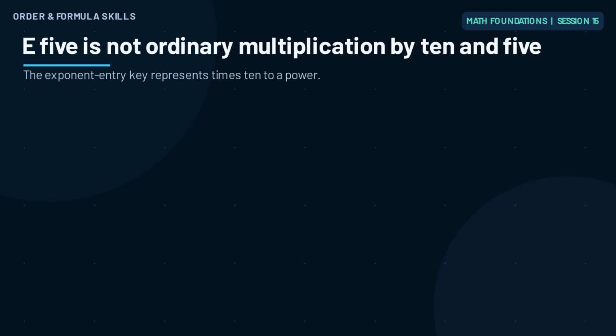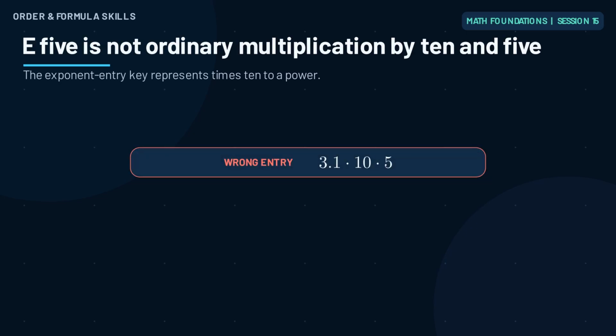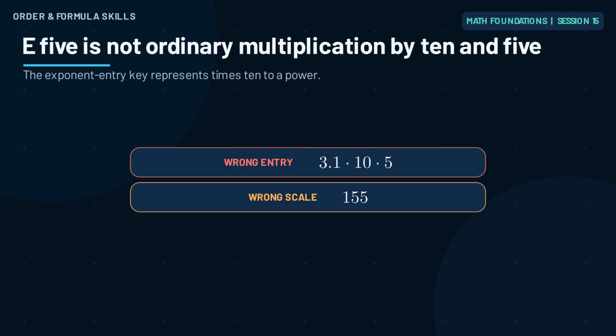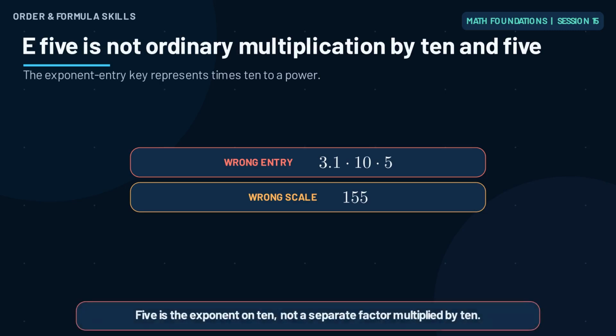The exponent entry key represents times 10 to a power as one calculator structure. For 3.1 times 10 to the fifth, incorrect entry may type 3.1 times 10 times 5. That ordinary multiplication gives 155, far below the expected 100,000 scale. The 5 is an exponent on 10, not a factor multiplied by 10.